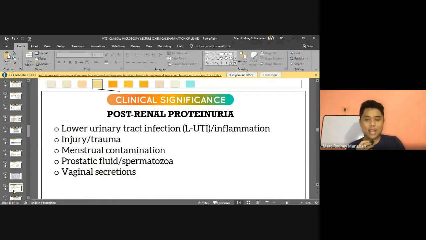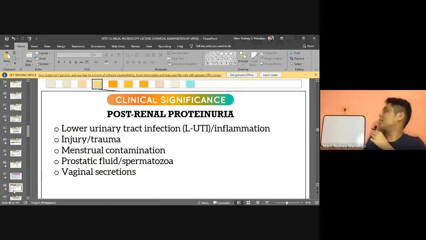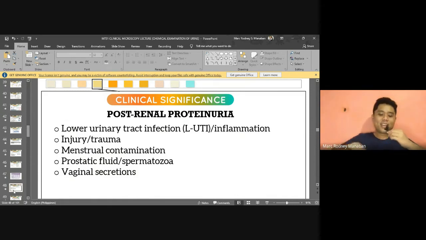Examples are lower UTI, inflammation, injury or trauma, which can introduce blood, so hemoglobin, menstrual contamination, prostatic fluid, or spermatozoa, and vaginal secretion. So after the kidneys, post-renal. It's easy to remember. All right, so those are the types of proteinuria. You have pre-renal, renal, and post-renal.